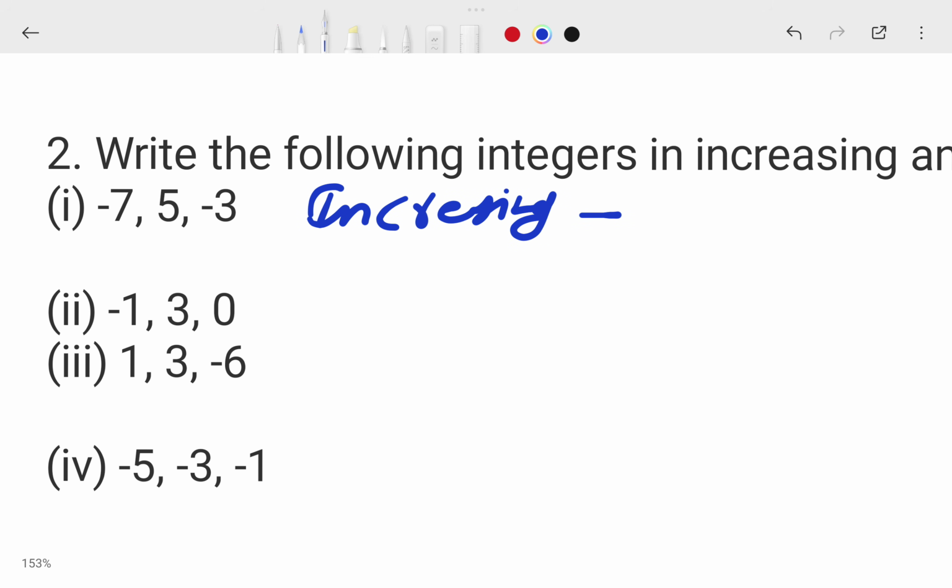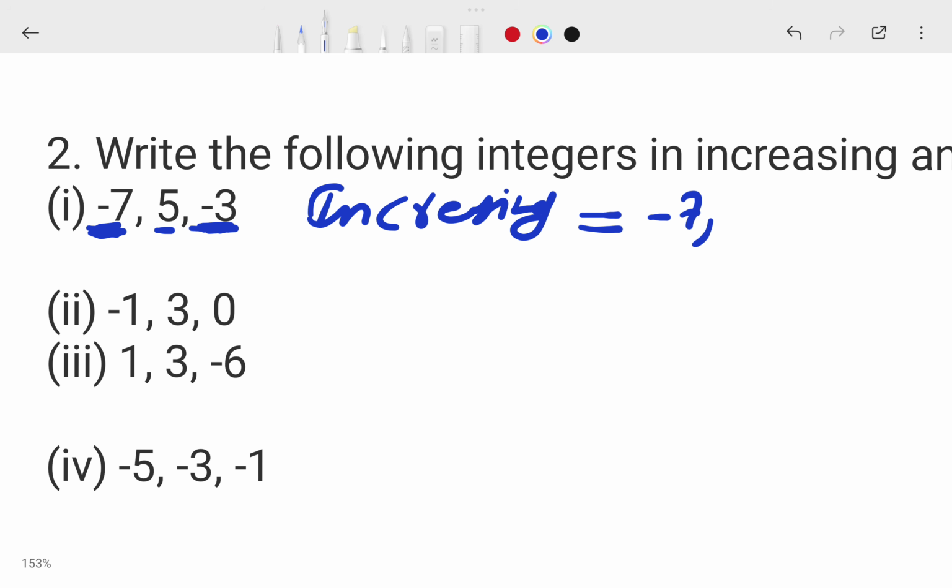Which number is smaller? Here the negative numbers are the smaller ones: minus 7, minus 5 and minus 3. Minus 7 and minus 3 are both negative. In these negative ones, which is the smallest number? Of course, minus 7 is the smallest here. So minus 7 is smaller.